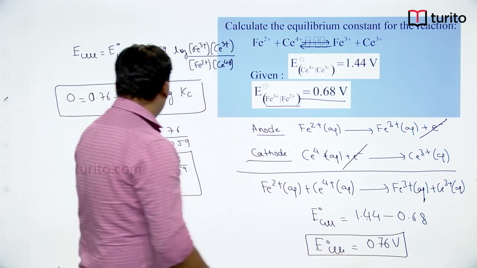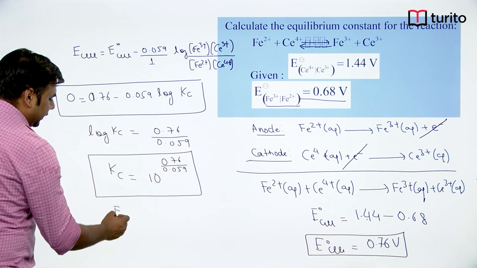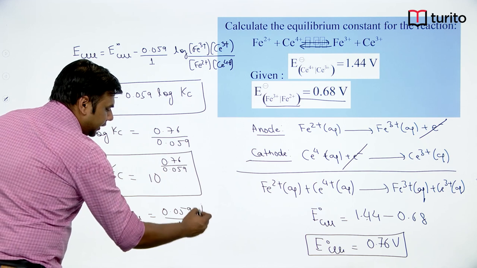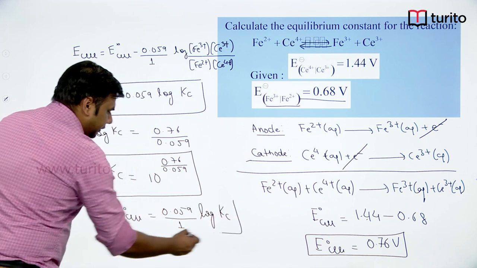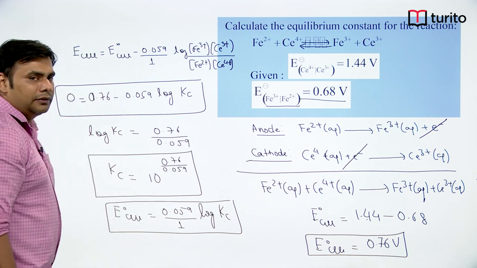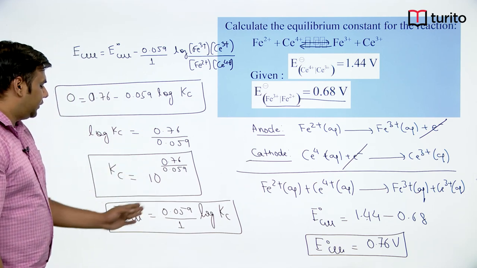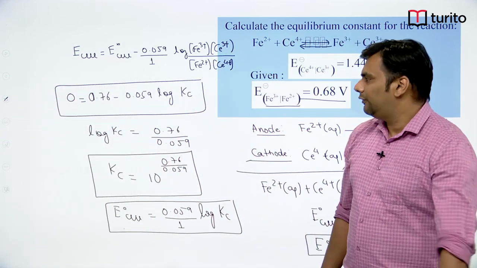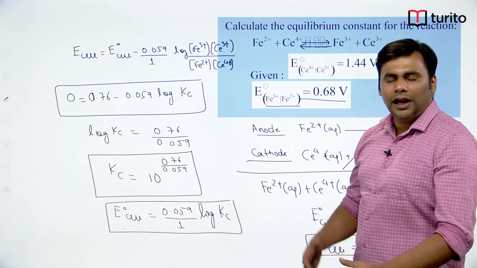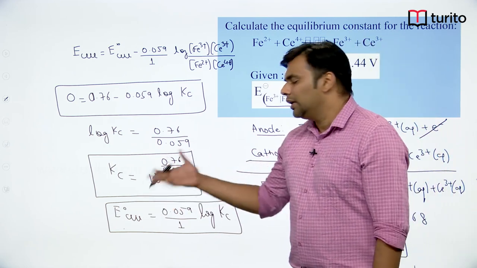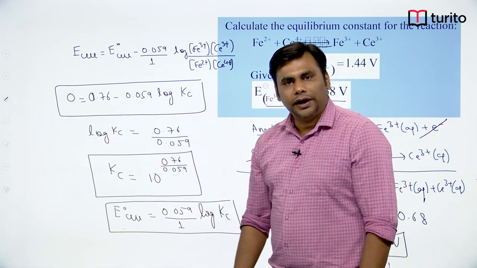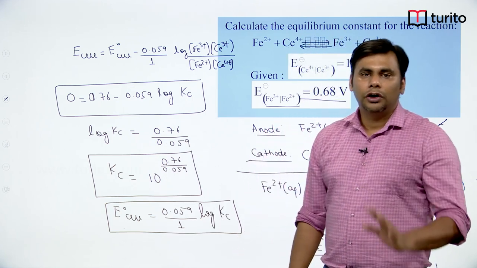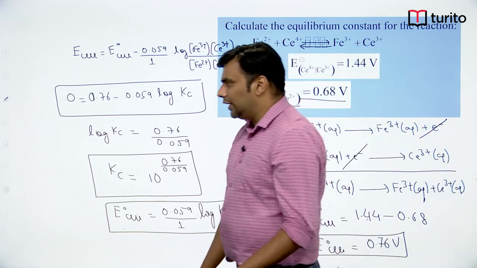So we can directly use the formula also. The formula was basically E naught cell equal to 0.059 upon n, which was 1, into log of equilibrium constant. So we'll get the same expression only. E naught cell is 0.76, so this will be 10 raised to 0.76 divided by 0.059. So it depends upon you. If you are able to memorize the formula easily, and if you do a lot of practice, that formula will eventually be there in your mind, so you will be able to solve through this formula as well, but you can apply the normal concept also to get the right answer. Hope this is clear to everyone.